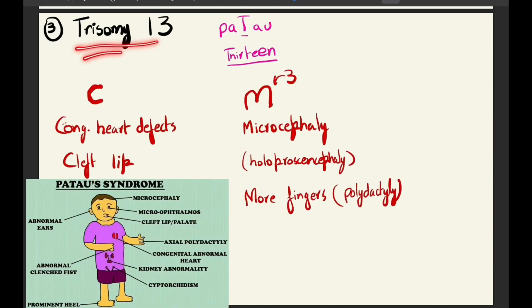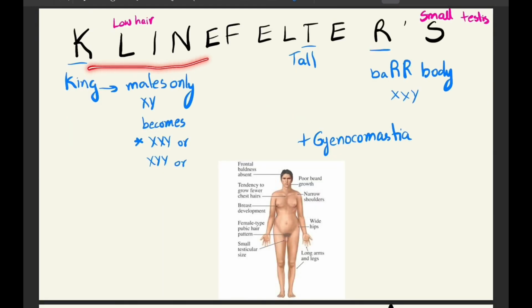Next, we talk about trisomy 13, and for trisomy 13, we have the name Patau. So in Patau, the T word is for 13. So we have C and M for the defects. For C, we have congenital heart defects and cleft lip. For M, we have microcephaly, holoprosencephaly, more fingers, that is polydactyly.